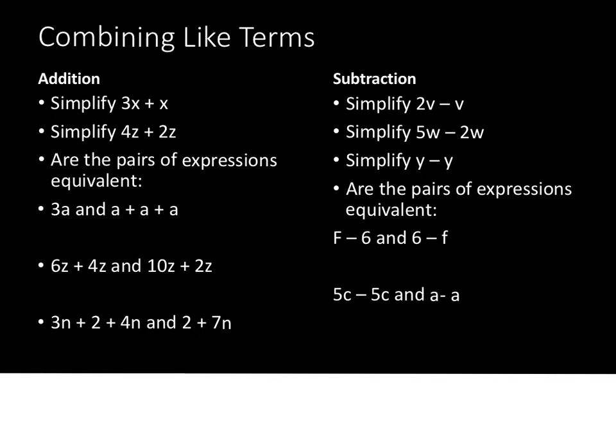All right, we're going to do a little bit more practice on some combining like terms. So I'm going to show you guys some of this, and then here in a second we'll practice. So on the left-hand side, we're going to go ahead and just stick with addition first. It says to simplify 3x plus x. Well, if I have 3x and I add another x, I have 4x. And then it tells us to simplify 4z plus 2z, and those are like terms. They still have a variable. So that's going to be 6z.